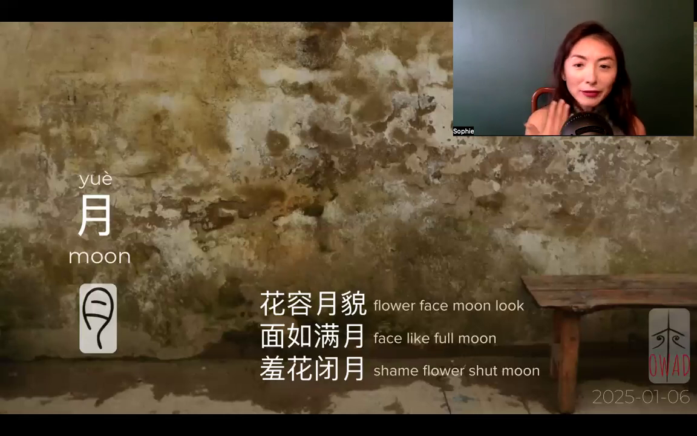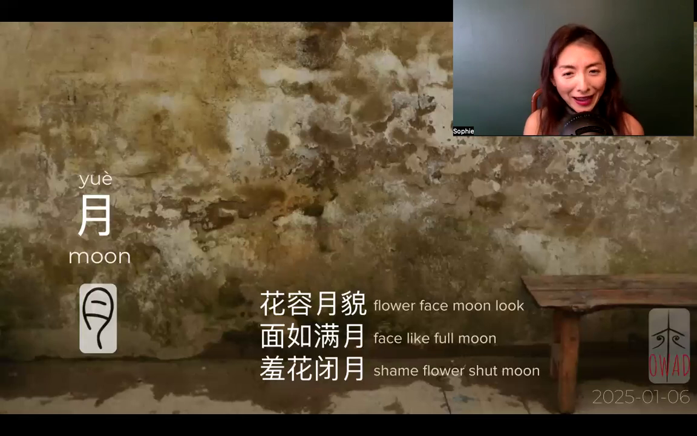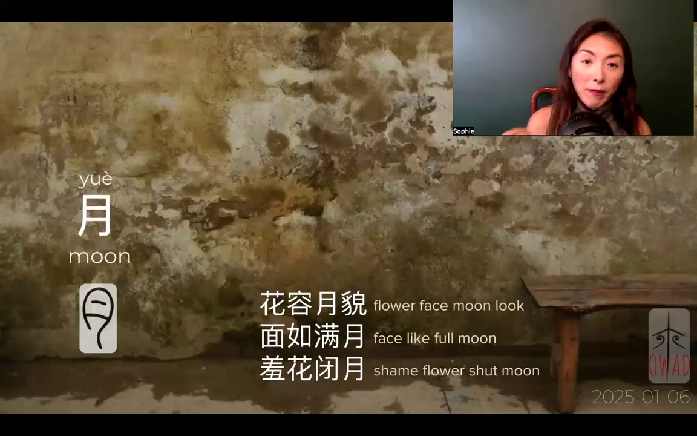Okay, I don't have a full moon face anymore. Anyways, 羞花闭月 is another way to compare female beauty, to put the flowers to shame.